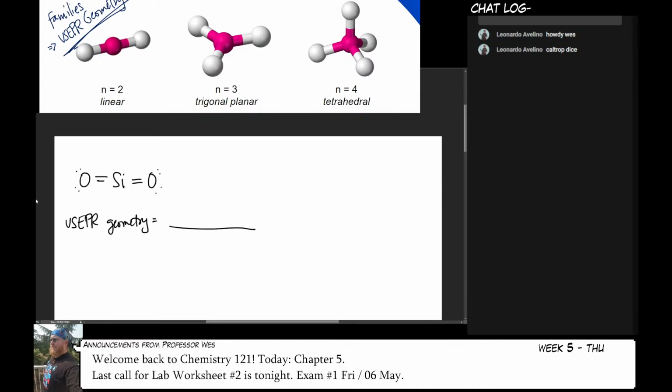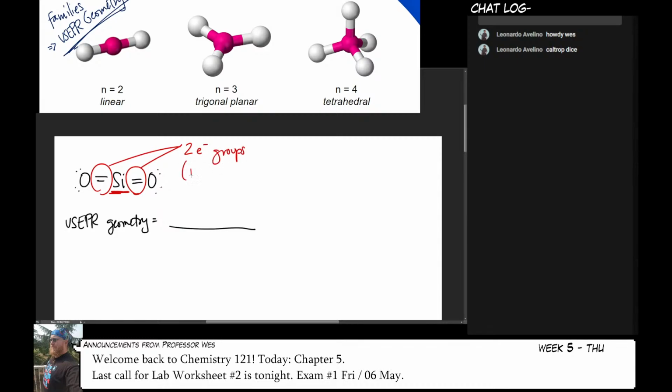And so what you would do is you would say, okay, I'm going to count the electron groups around the central atom. The central atom is silicon. How many electron groups are coming out of it? Well, here's an electron group, because I have bonds in that space. And here's an electron group. So there would be 1, 2 electron groups.